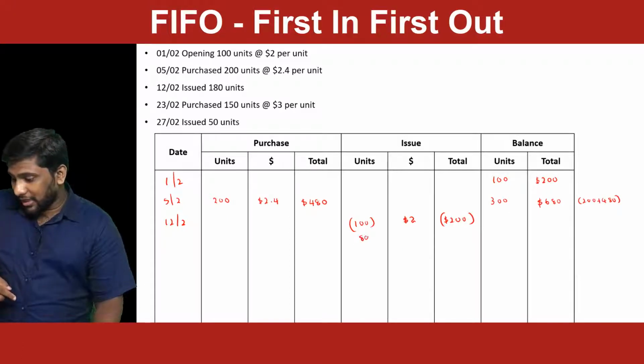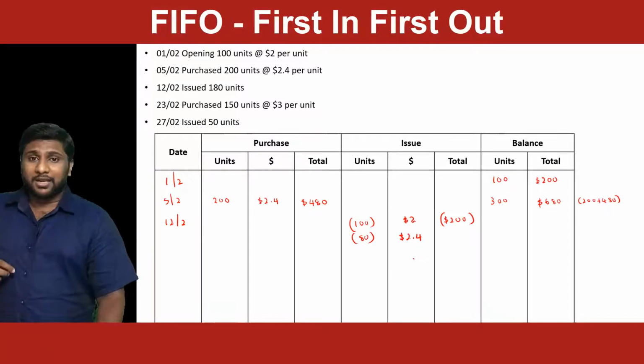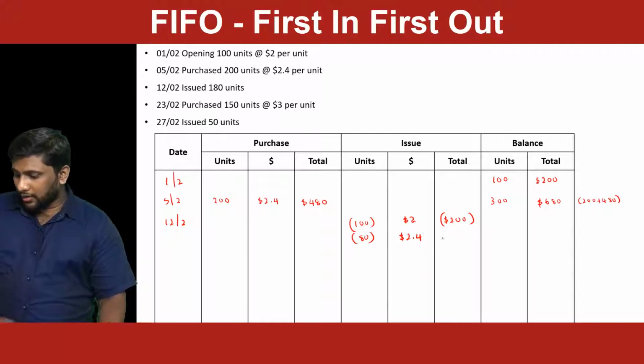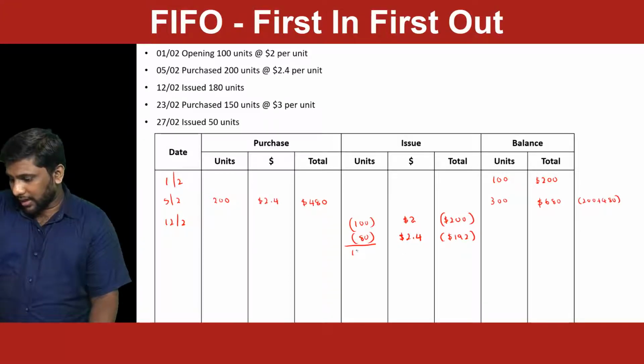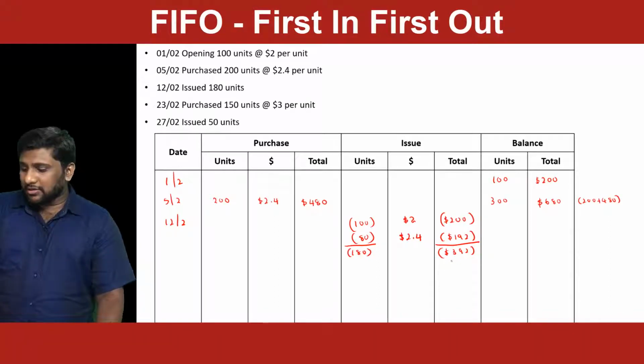So remaining 80 units will be issued from what, guys? It will be issued from $2.4 worth materials. So what's the value that you are getting there? You are getting a value of $192. So in total you are issuing 180 units. What's the value of 180 units that you are issuing? It is $392.